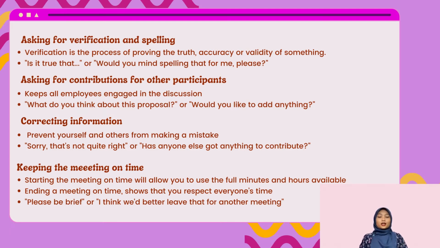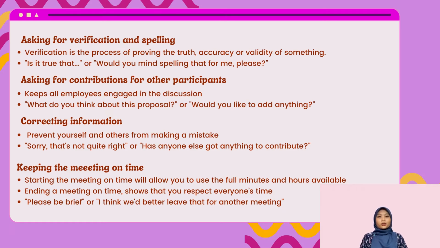And next is asking for contributions from other participants. It is important to encourage participation during meetings because it keeps all employees engaged in the discussions, which can lead to valuable decisions and ideas. You can ask them to contribute by asking questions such as, what do you think about this proposal? Has anyone else got anything to contribute or would you like to add anything?